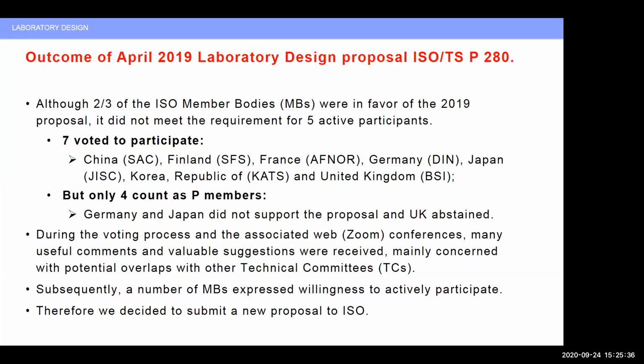So during the voting process, we received many useful comments and valuable suggestions, and most of those comments concerned potential overlaps with other technical committees, because we will see in the presentation that several committees already work on some part of the use of laboratories. There were questions about what the aim of this new committee would be. Subsequently, we received a number of comments from member bodies saying that they also wanted to actively participate, but the ballot was closed. Therefore, we decided to resubmit a new proposal to ISO.